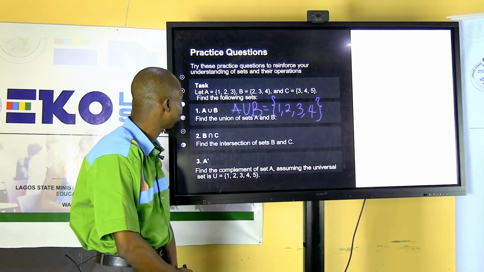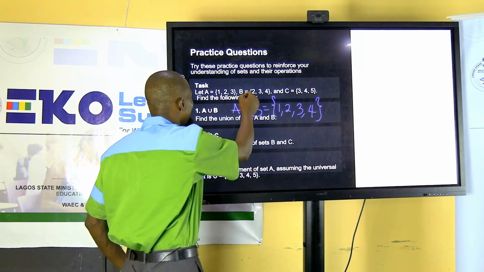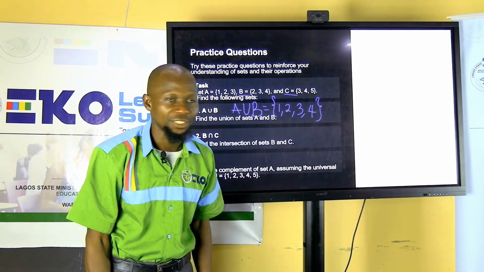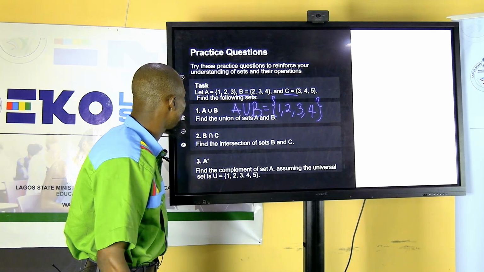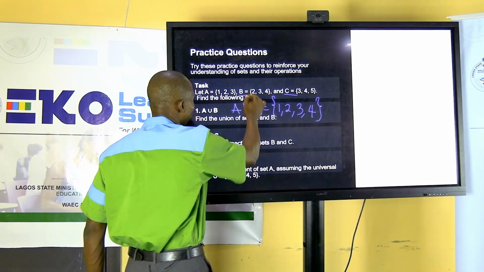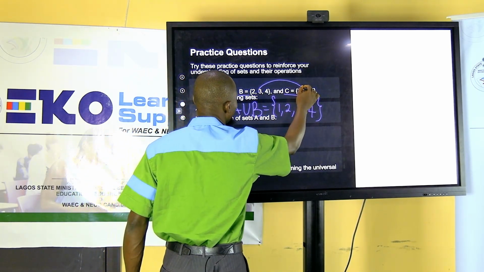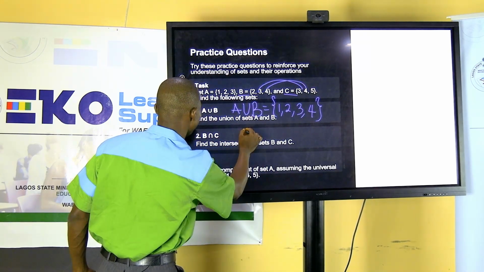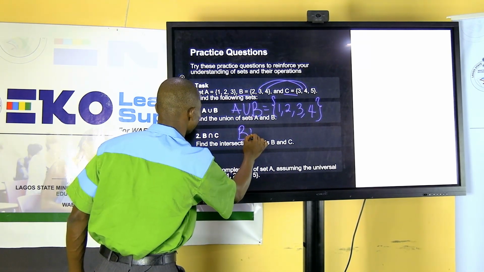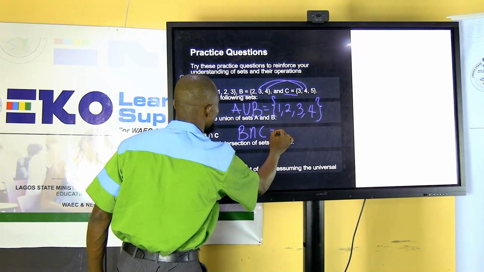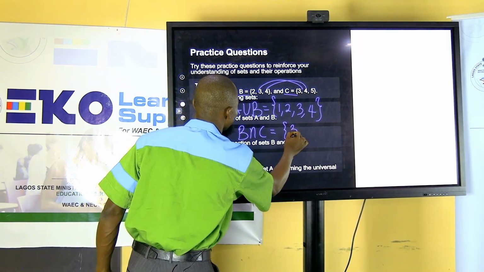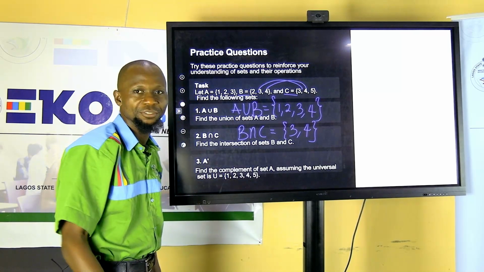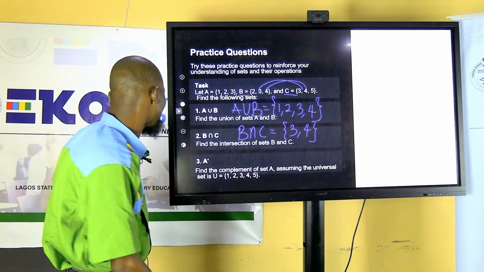B intersection C. B and C. It means the common elements in B and C. Let's see. 2 is not common. 3 is common. Good. 4 is common. Yes. So B intersection C will be the set of 3, 4. Yes. That's good. You got that? Wow, that's great.